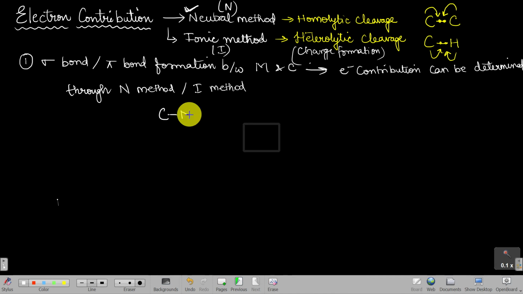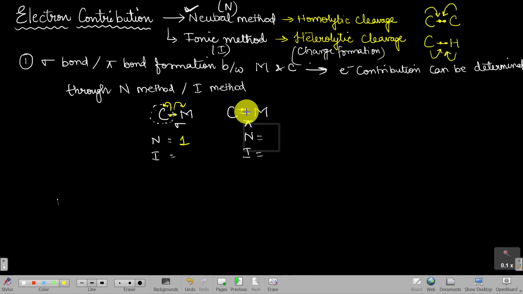Which means what? Say for example, now I told you carbon metal bond. So this is a sigma bond. You can also have carbon double bond M. So this is a pi bond. So in these cases, you can use the neutral method or ionic method to determine the number of electrons that is there. Now here what we do? You basically have to find out how many electrons are being contributed by this ligand. So here carbon is the ligand, right? So in the neutral method what you do? There are 2 electrons here. So what you have to do? You have to break the bond homolytically. So the electron contribution is going to be 1.